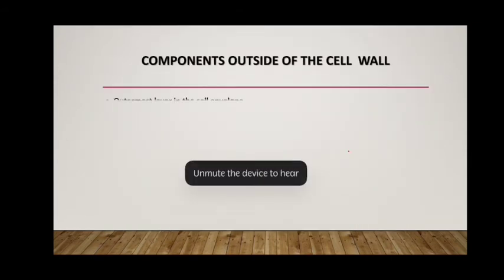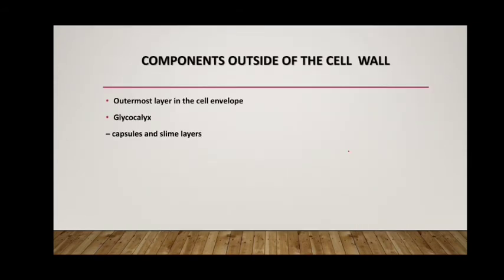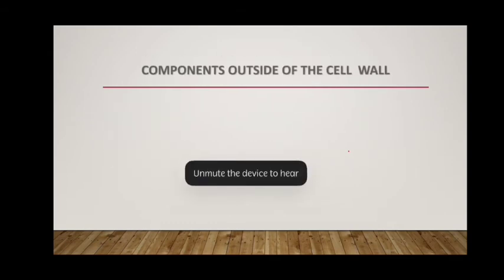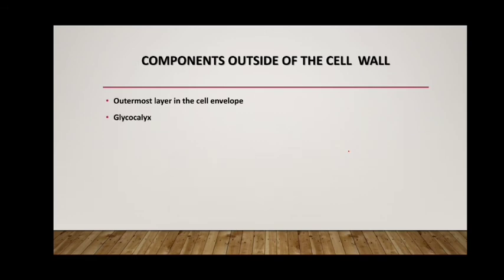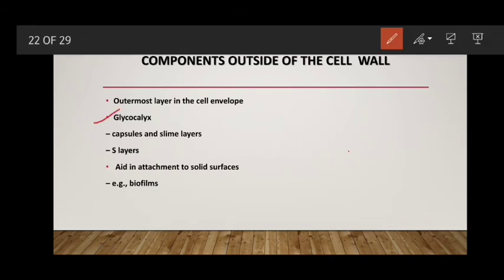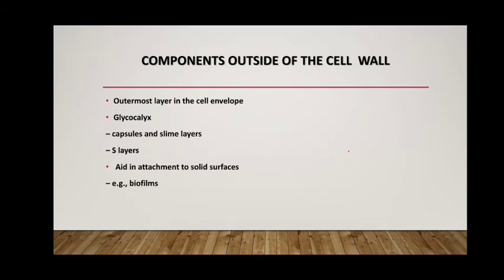Now we are going to learn about some components external to the cell wall. Prokaryotes have a variety of structures outside the cell wall that can function in protection, attachment to objects and cell movement. Some of them are discussed here. The outermost layer in the cell envelope sometimes consists of a network of polysaccharides extending from the surface of the cell. It is referred to as the glycocalyx, a term that can encompass both capsules and slime layers.